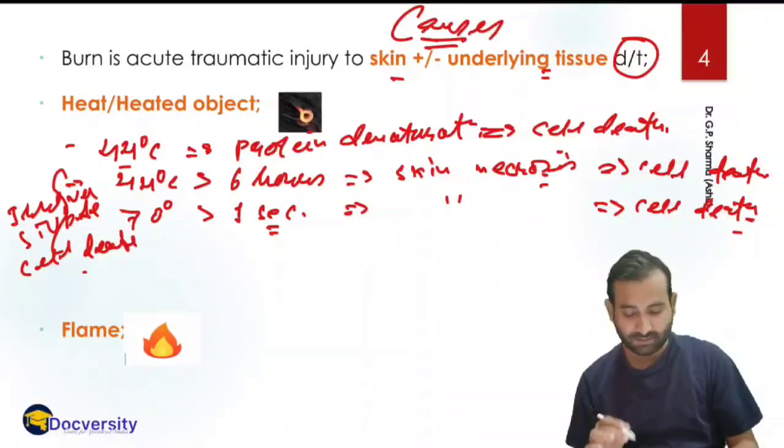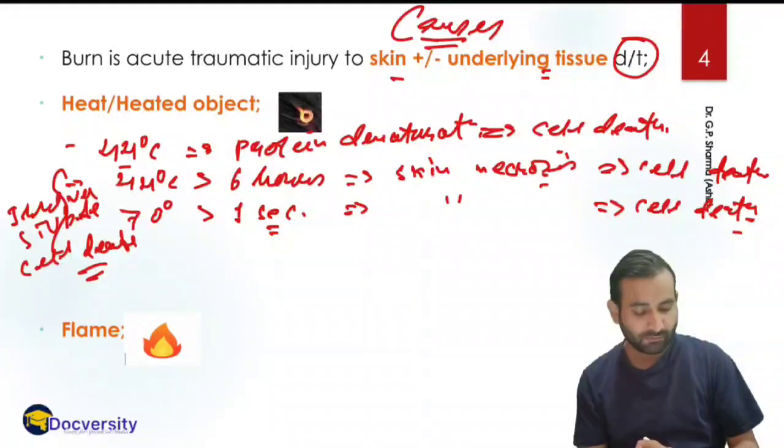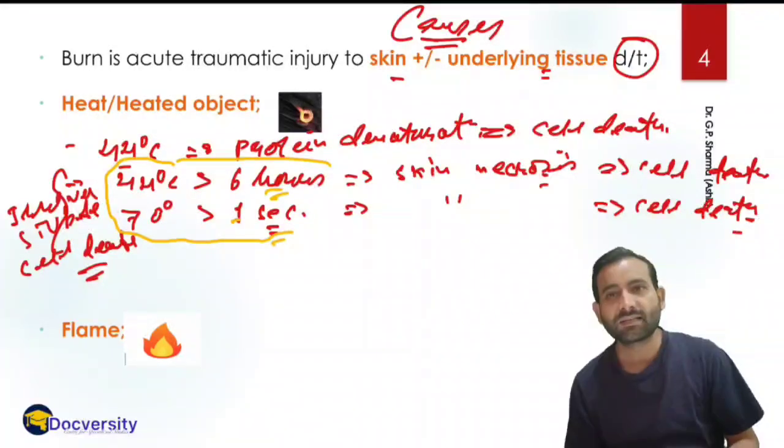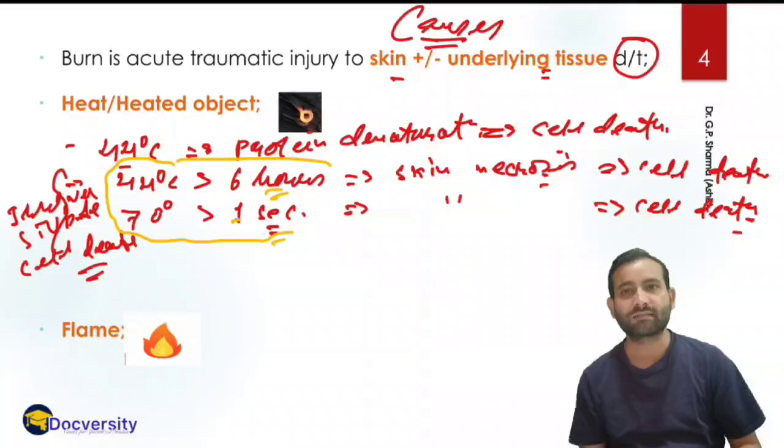This is the question they will ask you in the exam. For irreversible cell death: 44 degrees Celsius for 6 hours or 70 degrees Celsius for 1 second can cause irreversible cell death in the body. This is the question they will ask you in the exam.